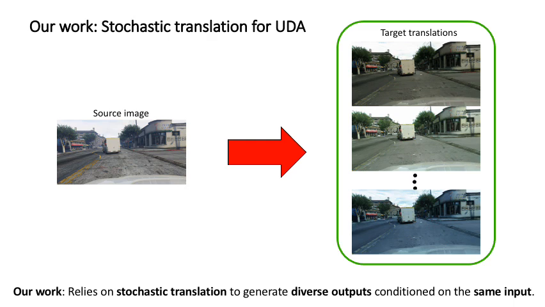Our work relies on stochastic translation to generate diverse outputs conditioned on the same input. As you can see here, the translation network can generate scenes illuminated differently as well as different cloud patterns, allowing us to capture more faithfully the range of scenes encountered in the target domain.